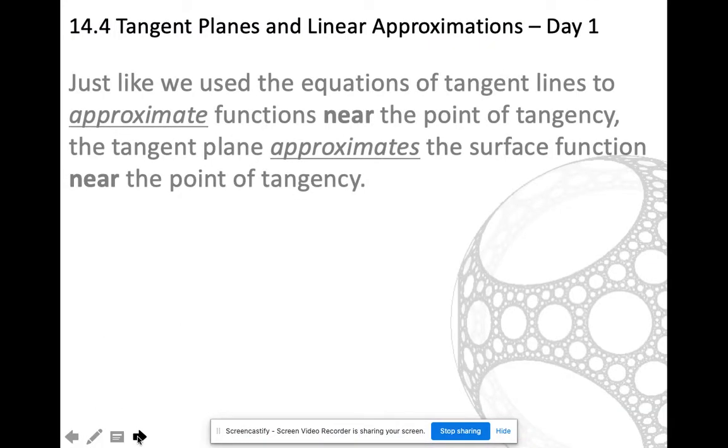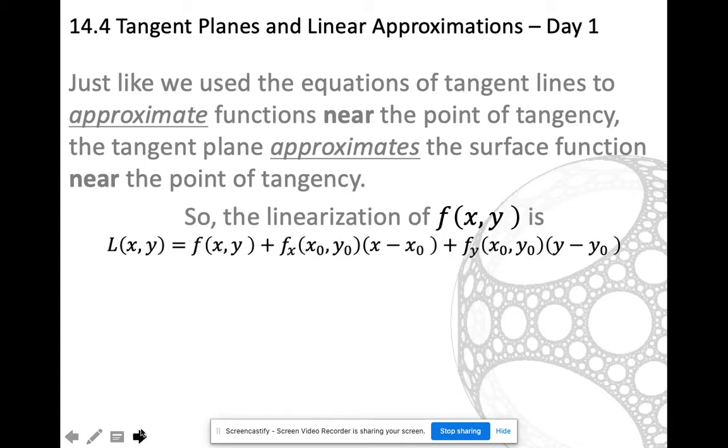Now, just like in Calc 1, we learned how to write the equation of a tangent line to a function, and then we learned how to use that tangent line to approximate a curve. We're going to do the exact same thing. We are going to use our tangent plane to approximate those values of z. So the linearization of a function in two variables looks like this.